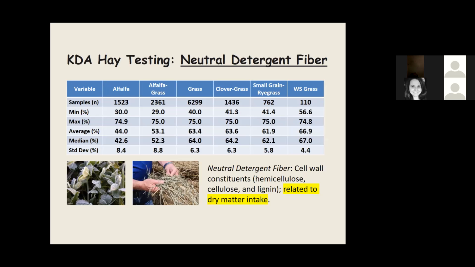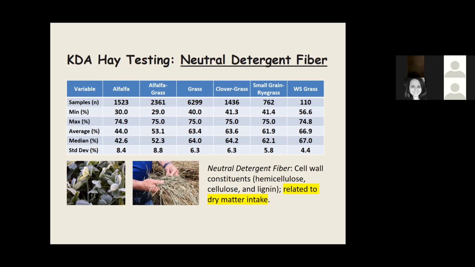And neutral detergent fiber, the NDF measure. This again refers to how much the animal can eat. So we've got to get the nutrients in the animal, and if the neutral detergent fiber is very high, they're not going to be able to eat enough. So we look at the numbers here, and what we want to see is a low number. The minimum NDF reading on alfalfa is 30. On alfalfa grass, 29. When we get into our grasses, it's going to be a little higher. Grasses have more fiber than our legumes. And so we see that higher number.